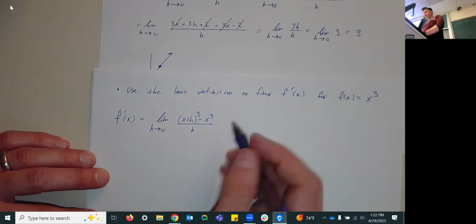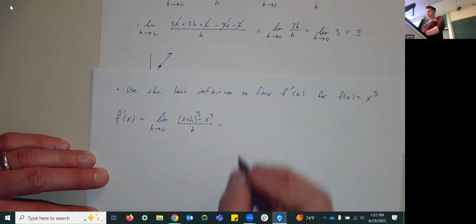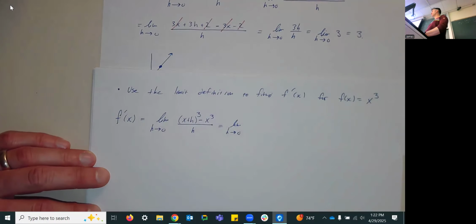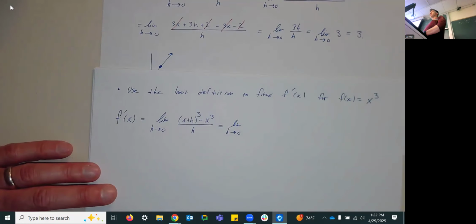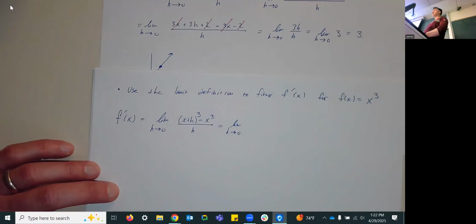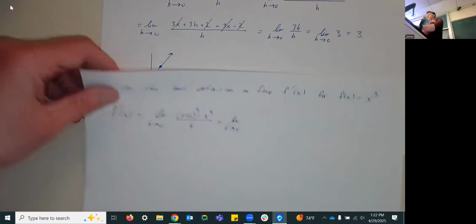So we're going to multiply this out. So x plus h cubed. I don't remember if we talked about Pascal's triangle in this class or not. Seeing faces that look like no. So I'm going to move away from this for a second.